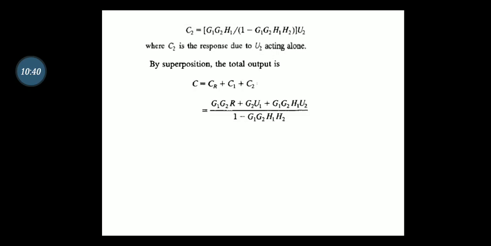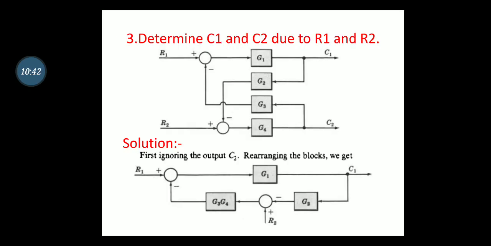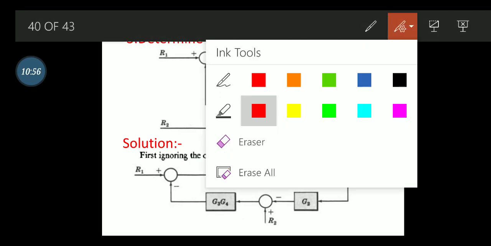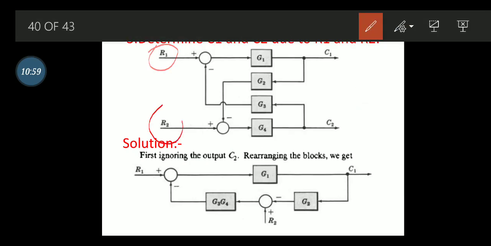Now this is one more example. Let me consider one more example, that is determine C1 and C2 due to R1 and R2. Here you just observe, two input responses are given, that is R1 and R2, and similarly two output responses are given, that is C1 and C2. For this case we need to calculate the equivalent output response. How to calculate the equivalent output response, that we'll discuss now.